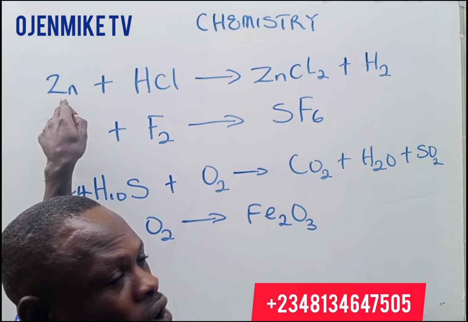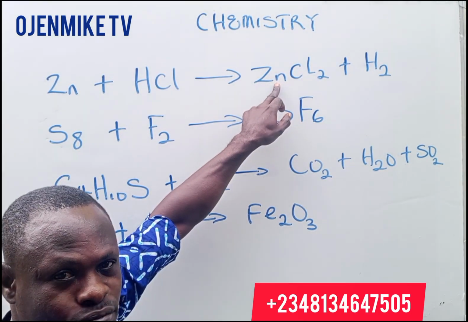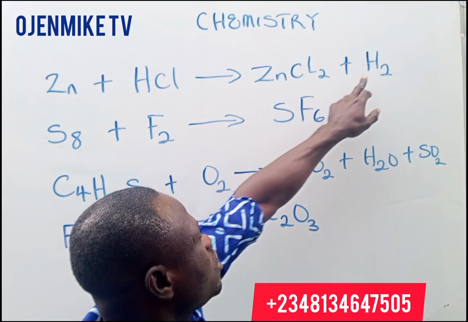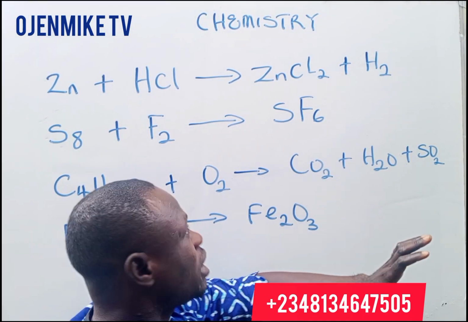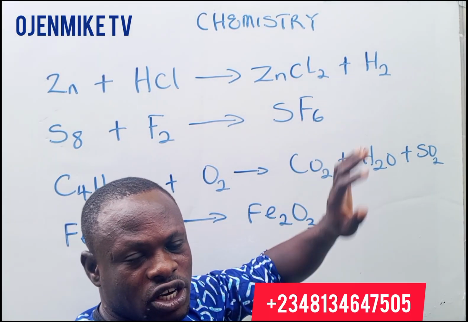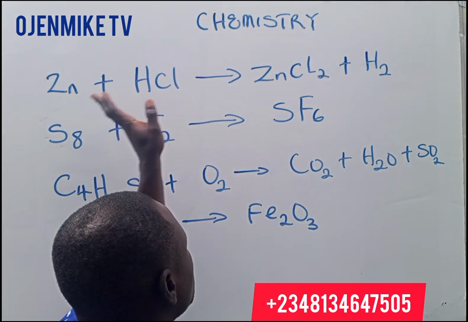Zinc here is what? 1. Zinc here is what? 1. It means that zinc is balanced. Hydrogen here is 1, hydrogen here is 2. It means hydrogen is not balanced. Chlorine here is 1, chlorine here is 2. Chlorine is not balanced. So we have to balance this side.